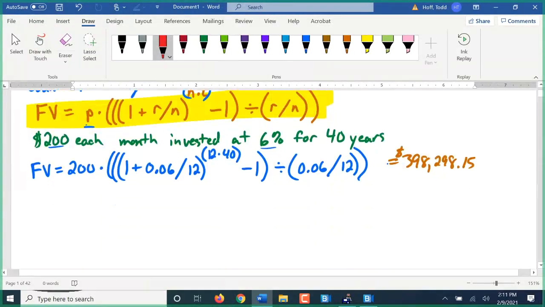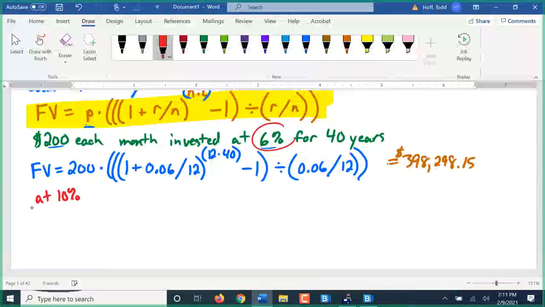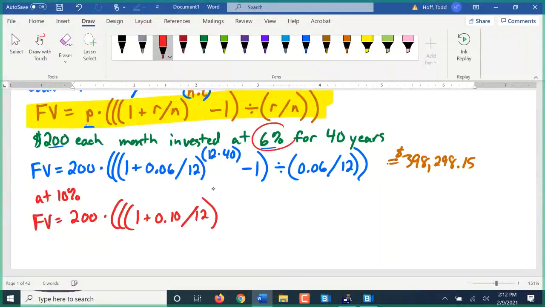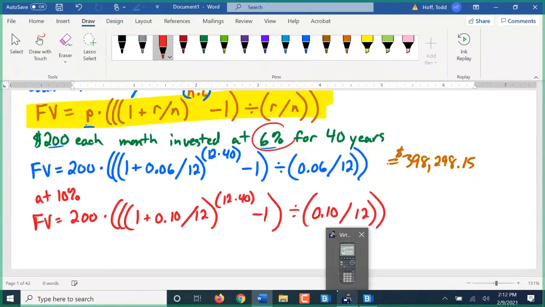Let's look at this. What if it is at 10% instead of the 6%? So the future value will still be 200 times 3 parentheses, 1 plus 0.10 instead of 0.06, divided by 12 to the power of, that's still 12 times 40, minus 1, divided by 0.10 again instead of 0.06, divided by 12.